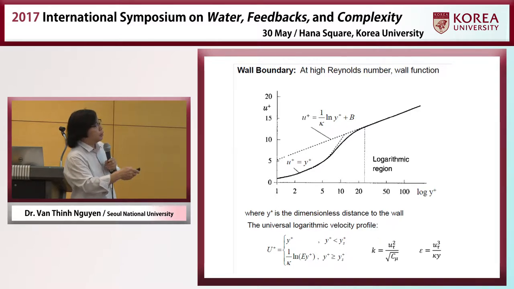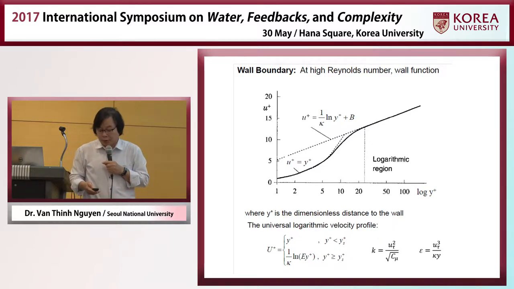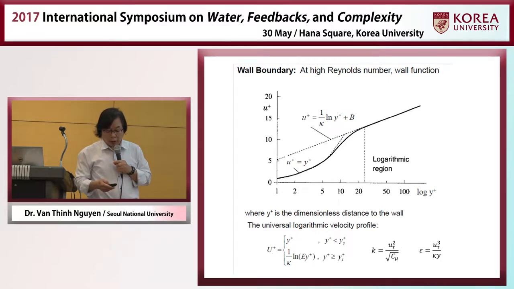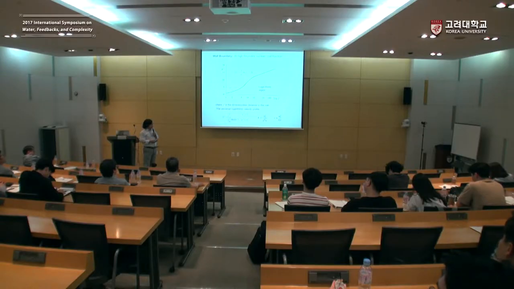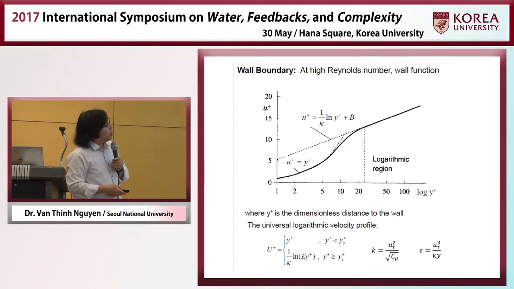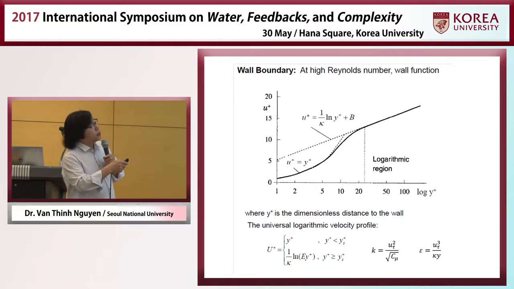Near the wall, the wall function uses the logarithmic velocity profile. And if you deal with the Reynolds number, you have a specific formula for the roughness height. Okay. So for the outlet or symmetry, you can use a Neumann boundary condition.